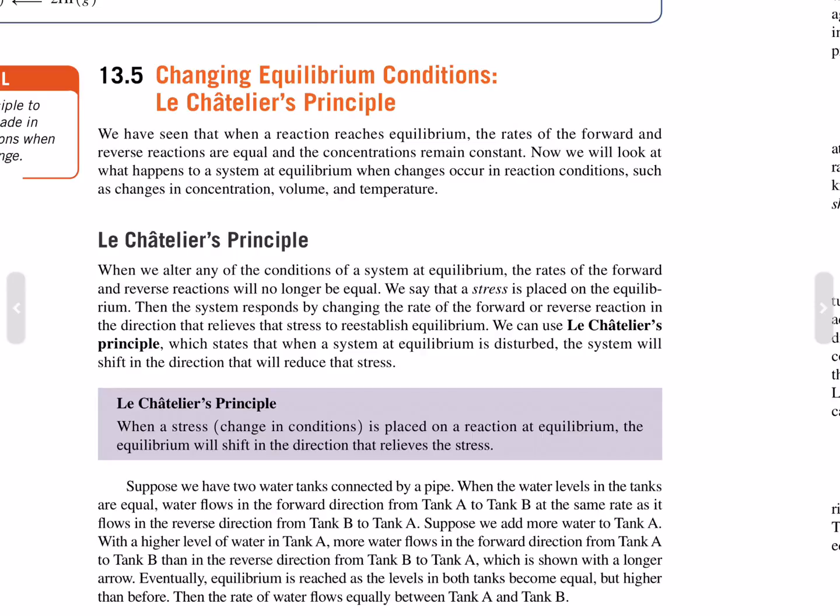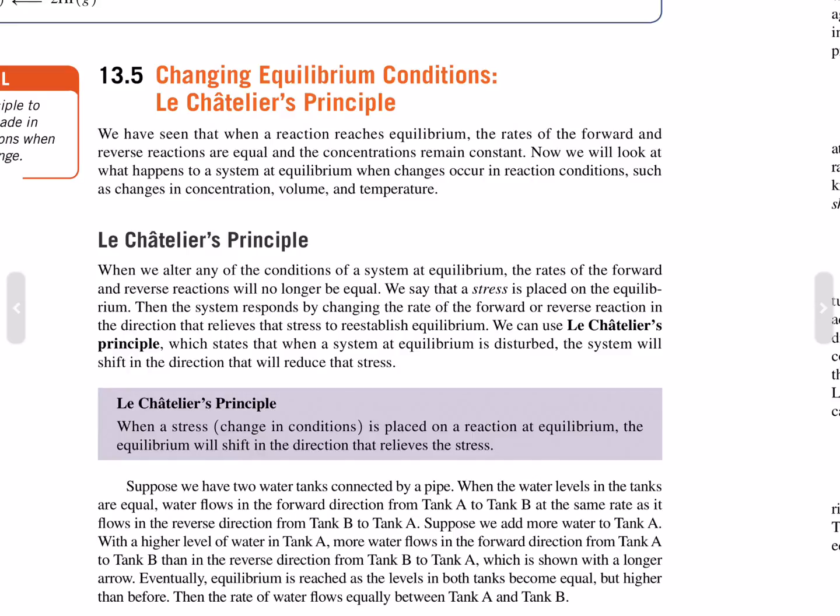We have seen that when a reaction reaches equilibrium, the rates of the forward and reverse reactions are equal and the concentrations remain constant. Now we'll look at what happens to a system at equilibrium when changes occur in reaction conditions, such as changes in concentration, volume, and temperature.